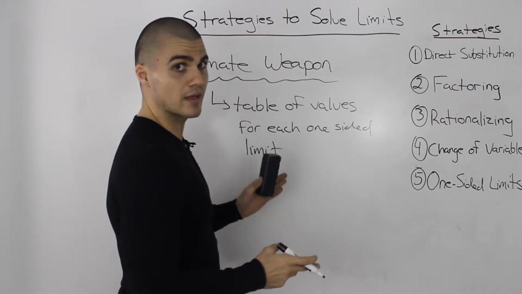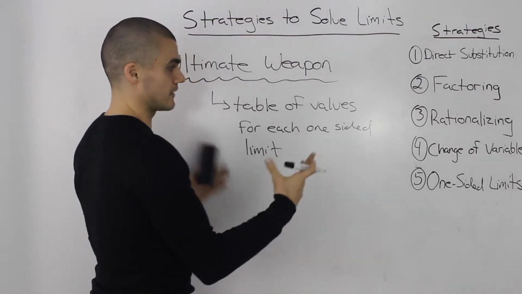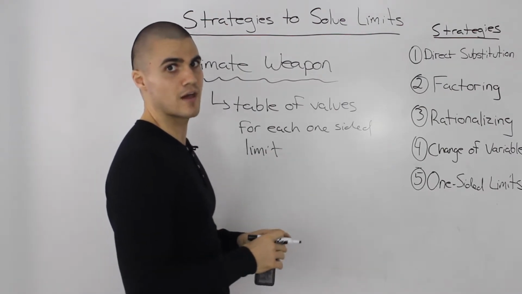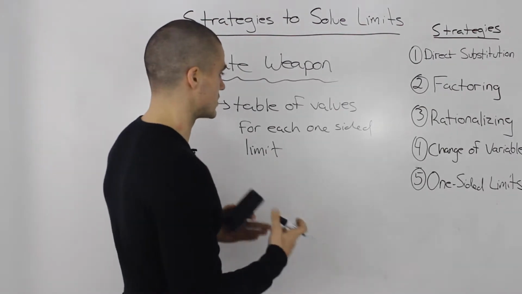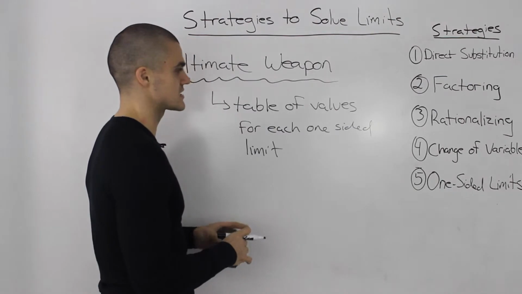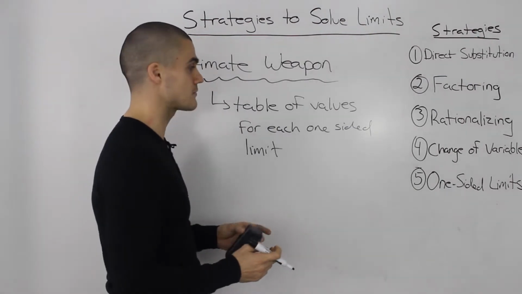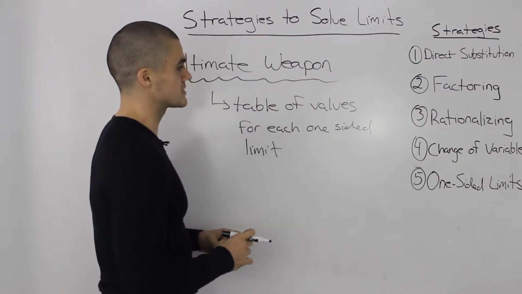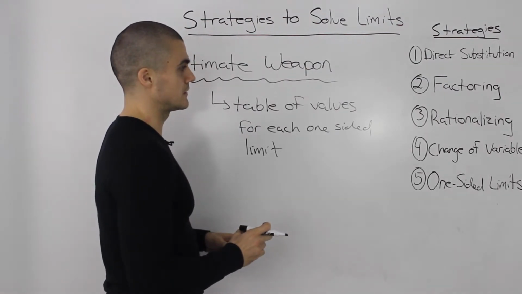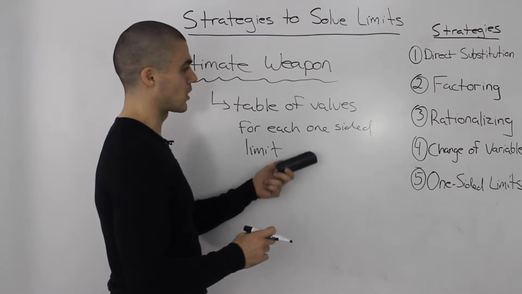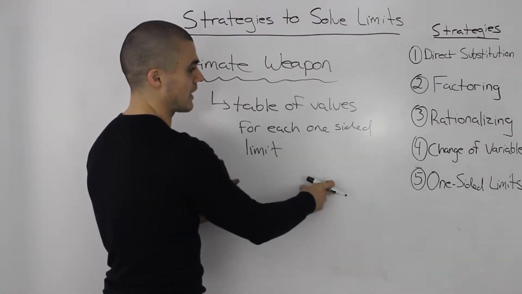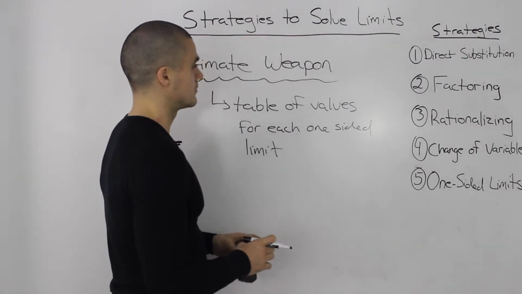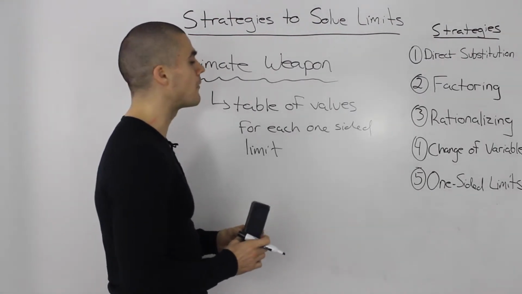You can make a table of values for each side of the limit and see whether the y value is approaching the same value or not. And if it's not approaching the same value, then the limit doesn't exist. If it is approaching the same y value, then it does exist. So if you get stuck on a test, you may not get full marks for just making a table of values and then saying whether the limit exists or not. But you should get some marks.